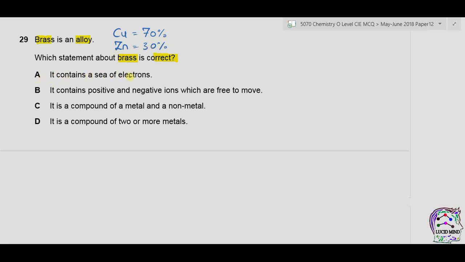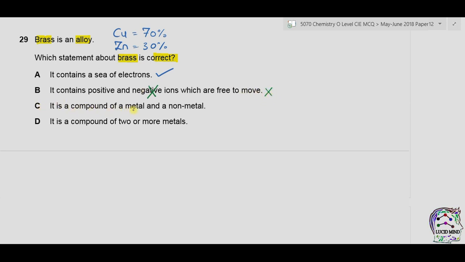Statement A, it contains a sea of electrons. As brass is made up of metals, so therefore metals consist of sea of electrons. So statement A is correct. Part B, it contains positive and negative ions which are free to move. This is incorrect because negative ions are not present in metals.